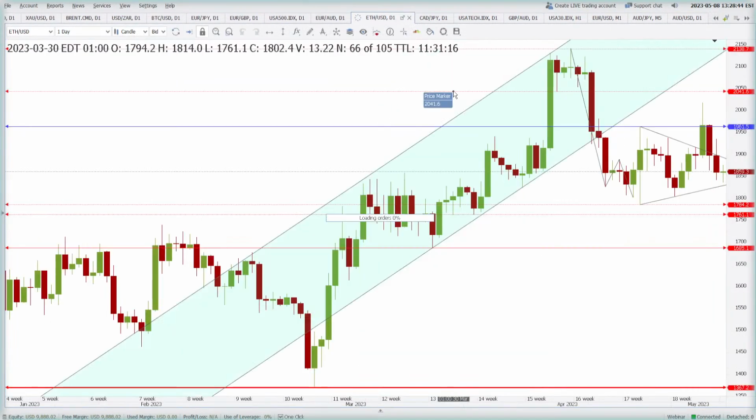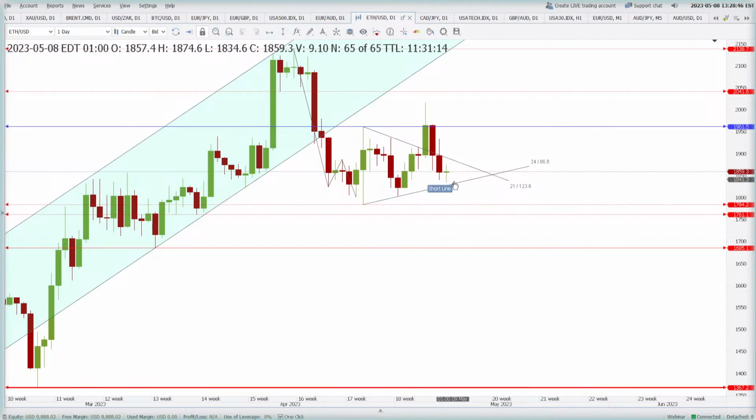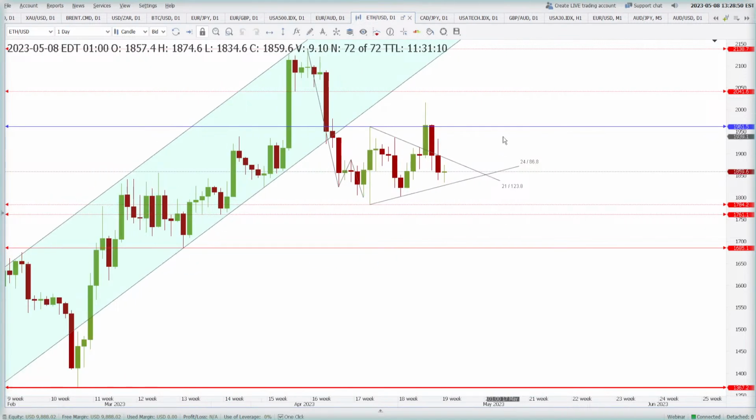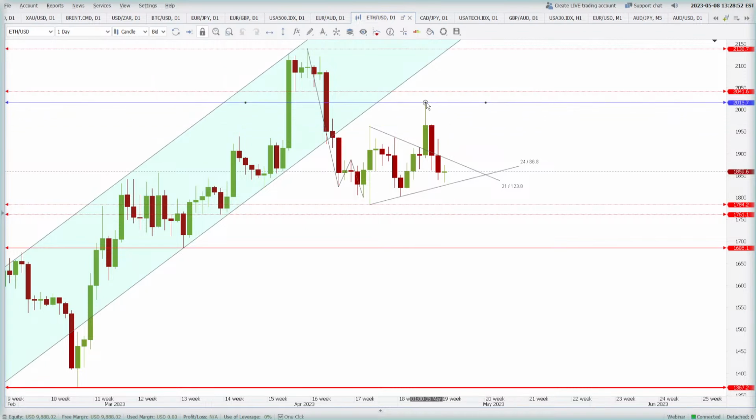Okay, we have a lot of markets to talk about. Ethereum, nothing is happening, so I will not talk. It's similar to Bitcoin, but on the upside 1961 is the resistance, which has now been shifted to 2015. On the lower side, support is at around 1784. Nothing here to talk about.